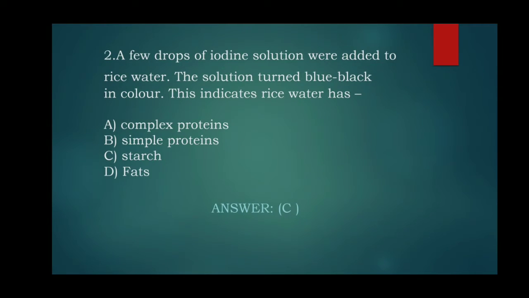Question number 2. A few drops of iodine solution were added to rice water. The solution turned blue-black in color. This indicates rice water has dash. Options: A. Complex proteins. B. Simple proteins. C. Starch. D. Fats. So we know that the iodine test is for starch, right? If we add the iodine solution to the rice water and it contains starch, the color changes to blue-black, so it indicates the presence of starch in it. So the correct answer is option C, starch.